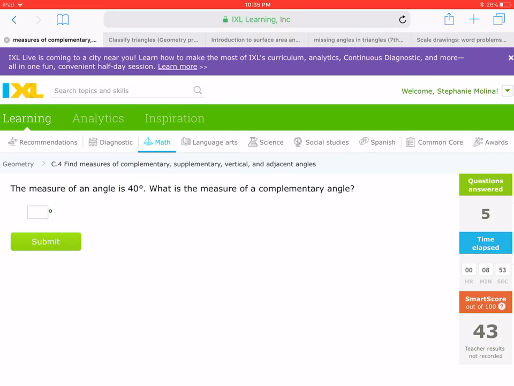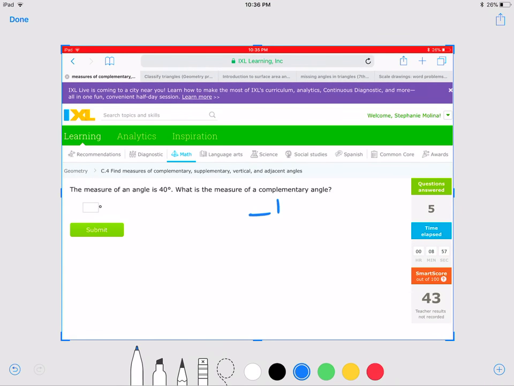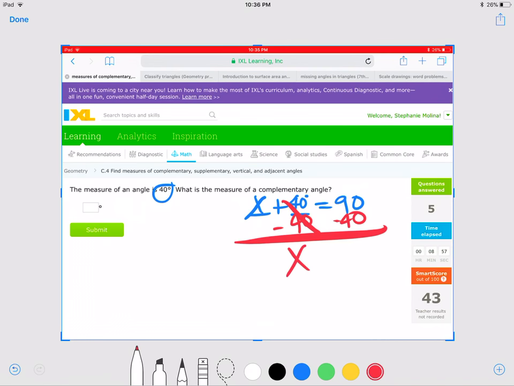All right, this is the last one I'm going to do. The measure of an angle is 40 degrees. What is the measure of a complementary angle? Complementary angles are angles that add up to 90 degrees. In the question, it gives you 40 degrees. x is what we're trying to find. Subtract 40 from both sides to get x by itself. 90 minus 40 is 50 degrees. So the answer is 50 degrees.